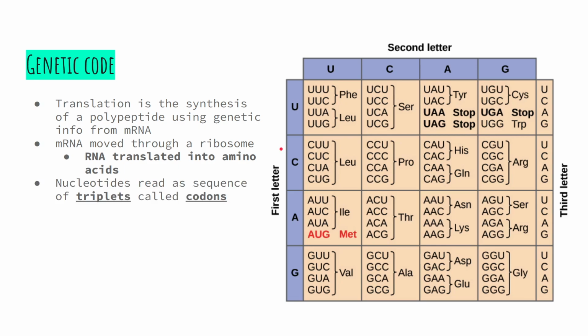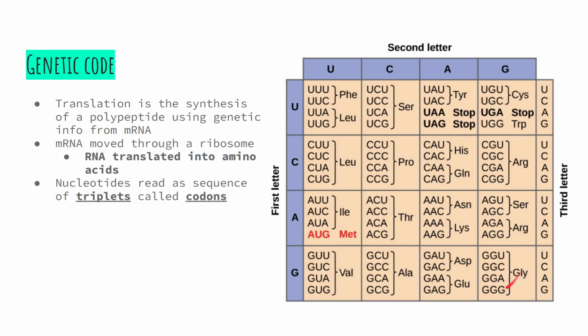When we have 3 pairs of nucleotides, this sequence is read as a triplet, and it can be called a codon. And so in this table, this is a codon table. And so you see 3 nucleotides in each box. These 3 nucleotides will make up one of the amino acids.